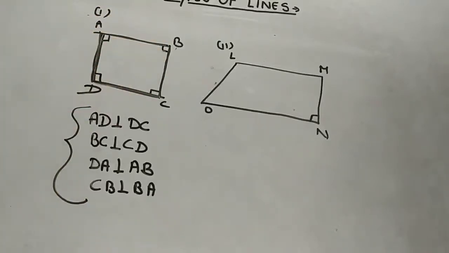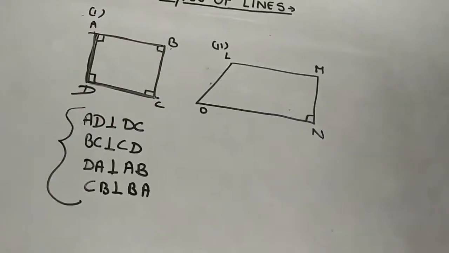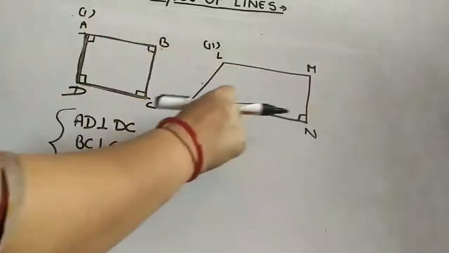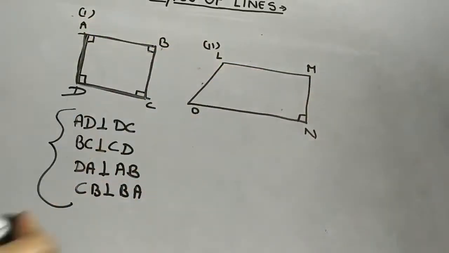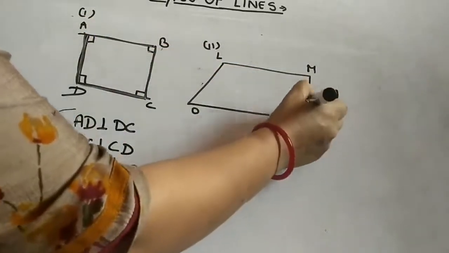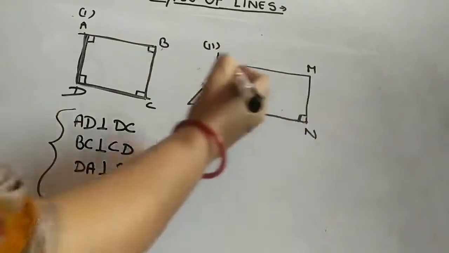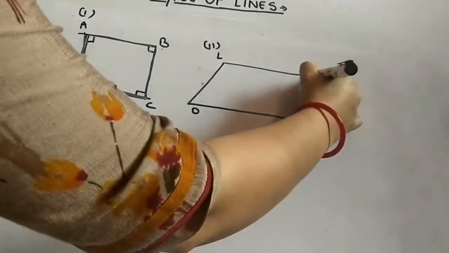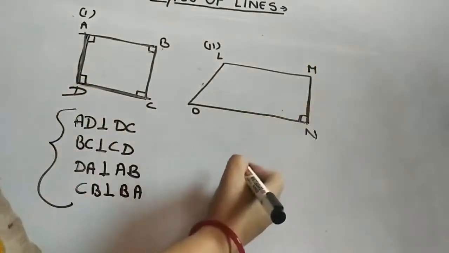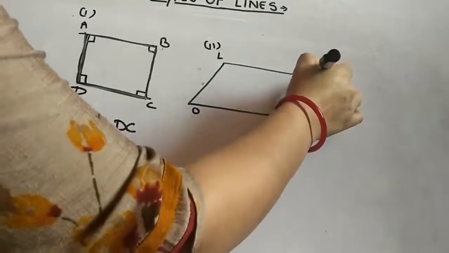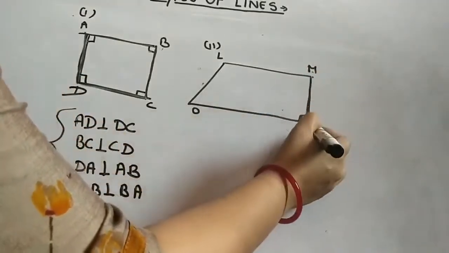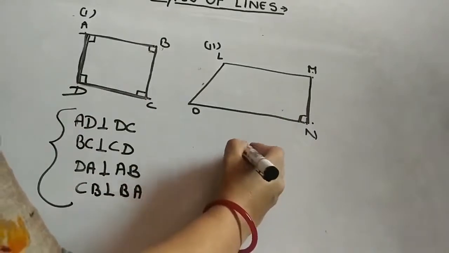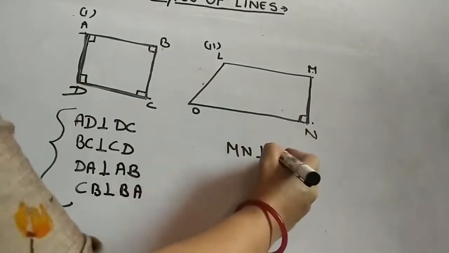Now we are going to the second example. Quadrilateral LMNO is given here. In this, angle MNO is 90 degrees. So we have only one 90 degree angle here. So line segment MN is perpendicular to line segment NO. So we will write MN is perpendicular to NO.